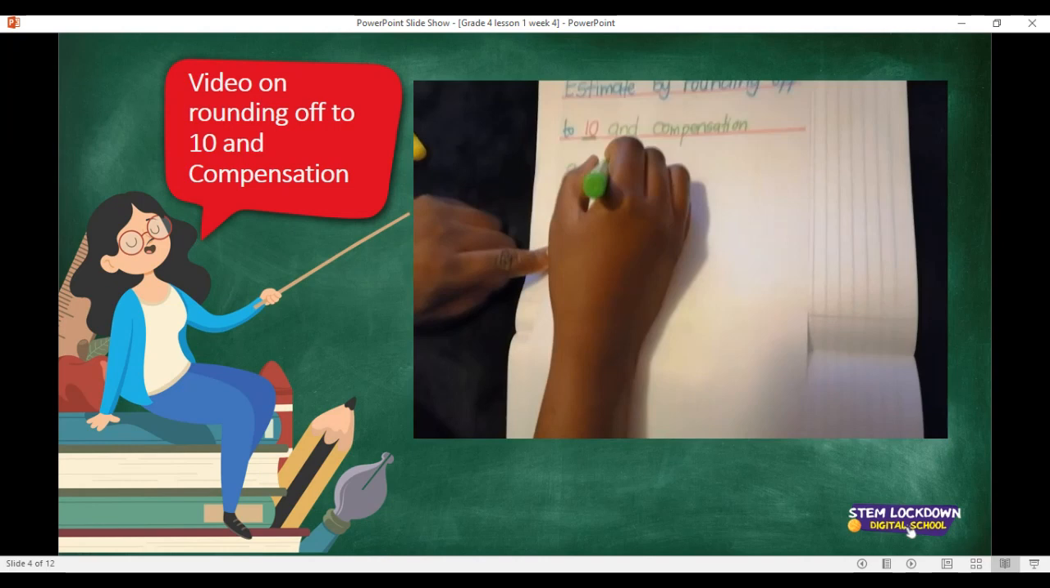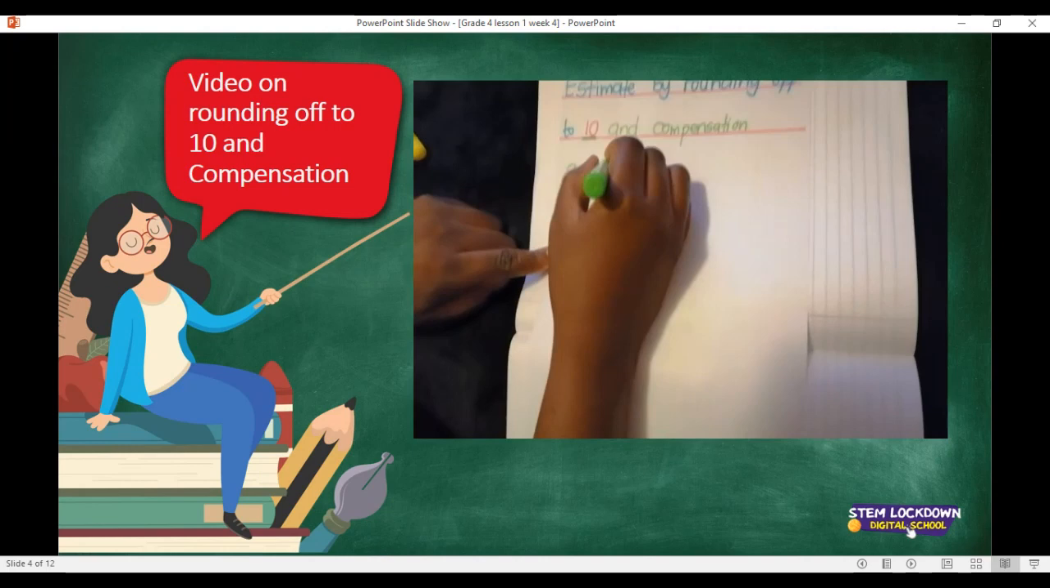So I chose 22. After we are done with the lesson, you can go back to the video, because we're posting also on YouTube, and then you can round off 47 to the nearest 10. Then you'll see that it gives you the same answer. So coming back to the lesson, 22 to the nearest 10 is 20.